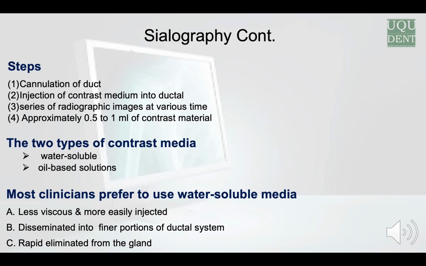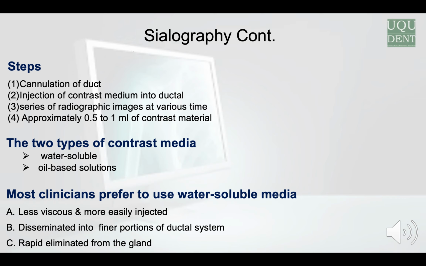How to do the sialography? First, you need to do cannulation of the duct, to put something like a cannula inside the duct. Why? Because you need to inject a contrast media into the ductal system. After you inject the contrast media, you need to take a series of radiographic images at various times.